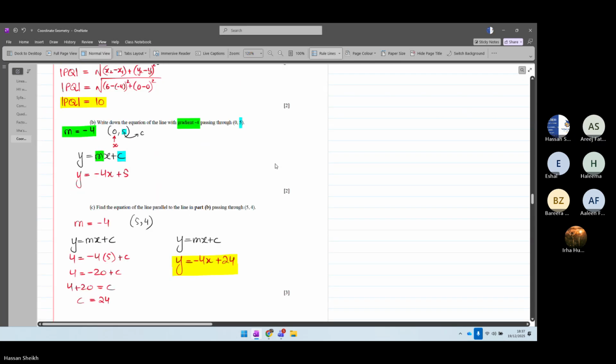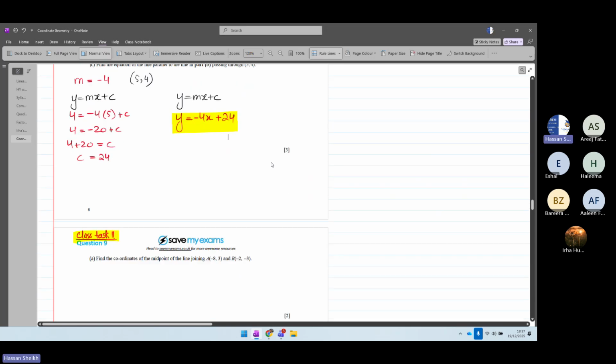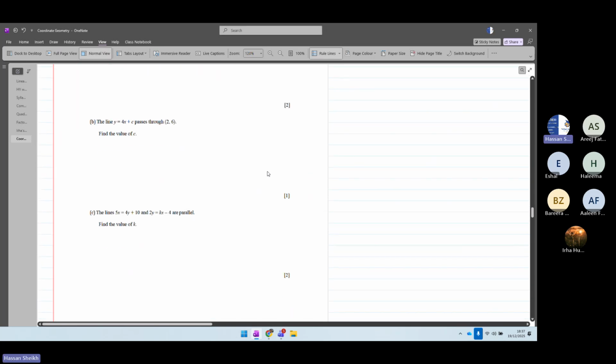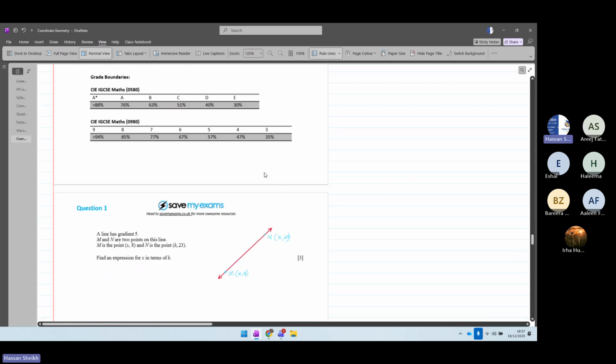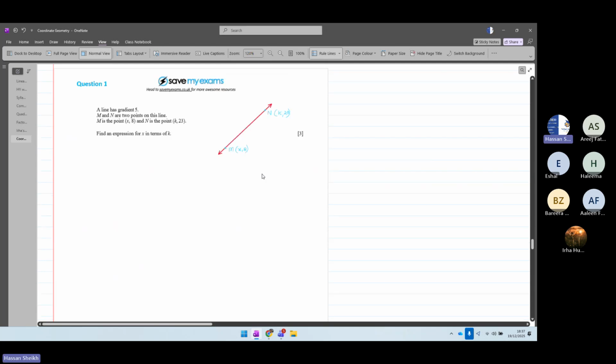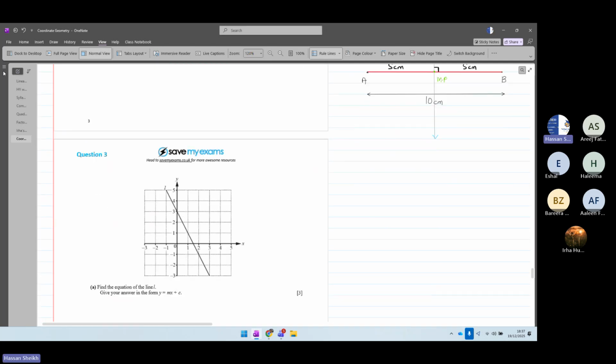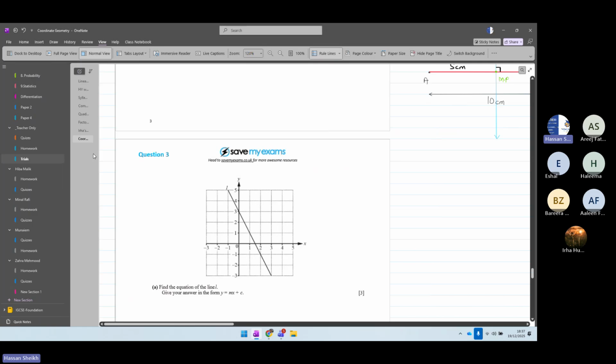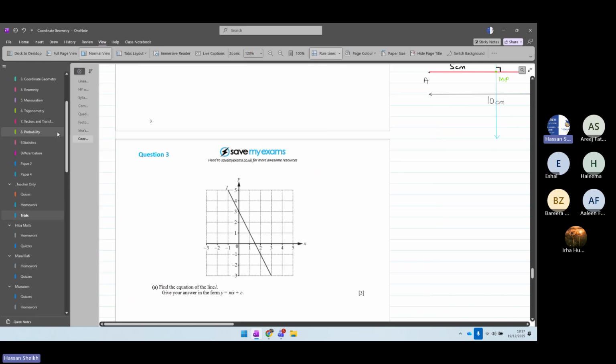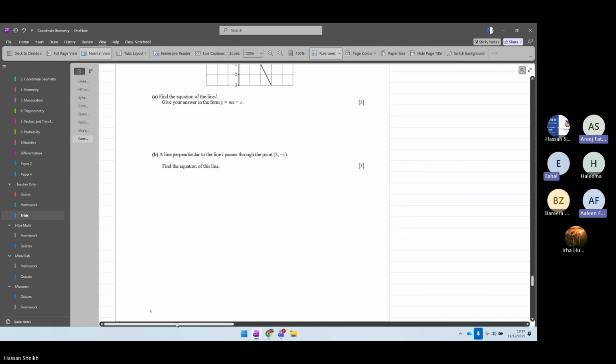Any doubt? No, no doubt at all. I think that's enough for the coordinate geometry. Didn't find any difficult questions. And now, do you want me to jump on to similarity now? Yes, okay, yes.